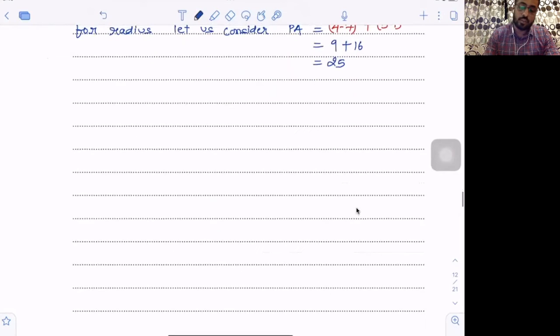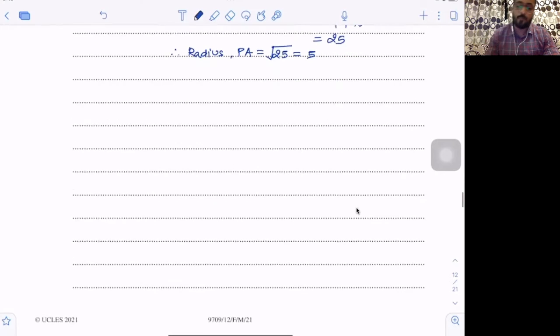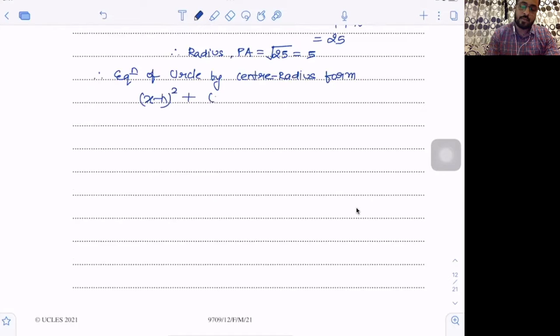That means the radius of the circle will come how much? So radius, which is PA, is going to be square root of 25. No negative sign will come here because it's the radius. Radius cannot be negative. It is always going to be a positive value. So root of 25 will take only the positive answer. That's 5. So I have the radius now. Therefore, I can say the equation of the circle by something called the center radius form. And what is center radius form? It is x minus h the whole square plus y minus k the whole square is equal to r square.